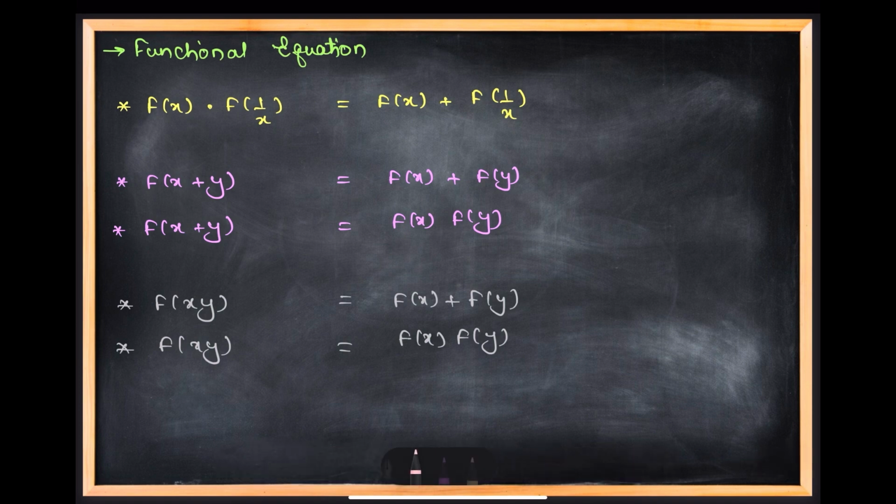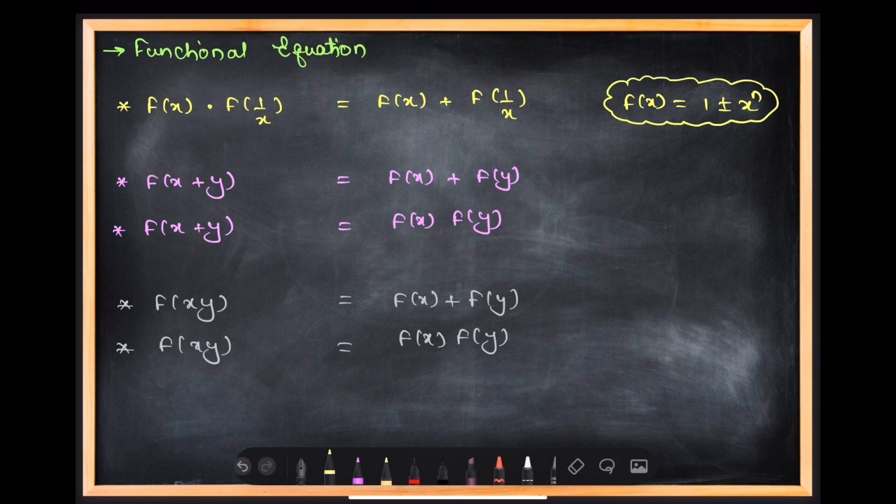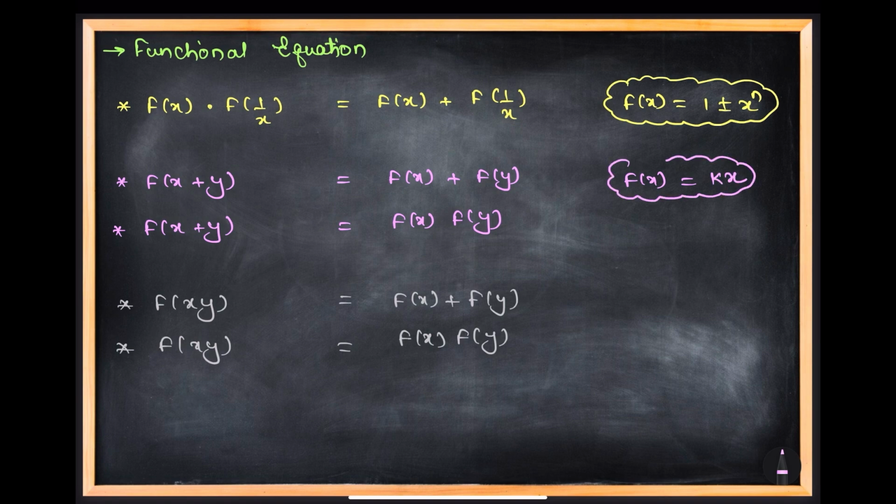Now the point is, whenever you will witness f of x into f of 1 by x equals f of x plus f of 1 by x, you will say that the function is 1 plus or minus x power n. So based on information, we will derive whether it is 1 plus x power n or 1 minus x power n. Okay. Now in second situation, sum is converted into sum. So you have to say that, sir, it is kx. You have to find out the arbitrary constant k based on the given information.